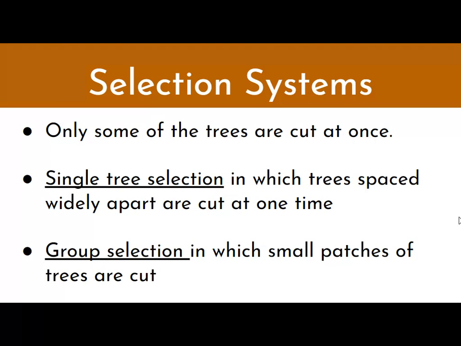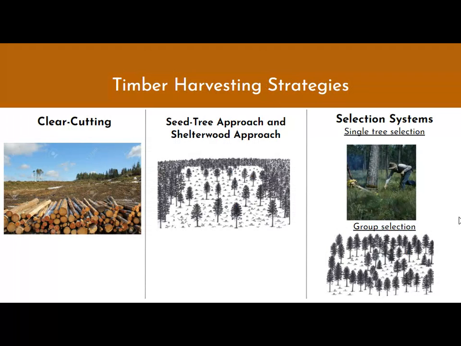If we were to have images of all of them, clear cutting looks a lot like this, where we've got just massive fields of nothing around. Seed tree and shelterwood approaches look a lot more like this, where we take most of the trees, but we leave some of the big, strong, sturdy ones to help the babies grow. Single tree selection is where somebody goes through and cuts selectively marked trees. And then group selection, as you can see right here, we've got a big forest, but little patches of it are taken out.